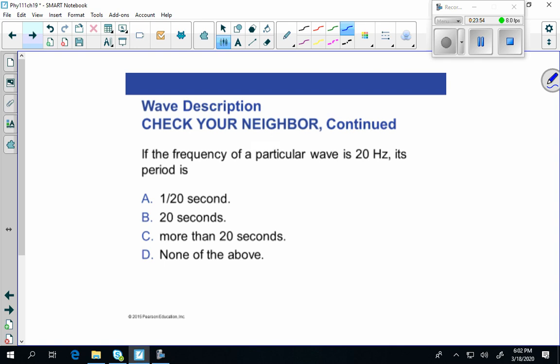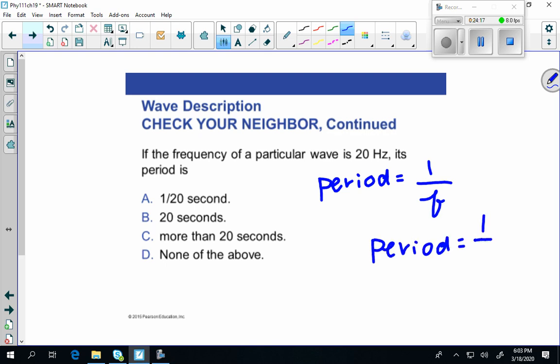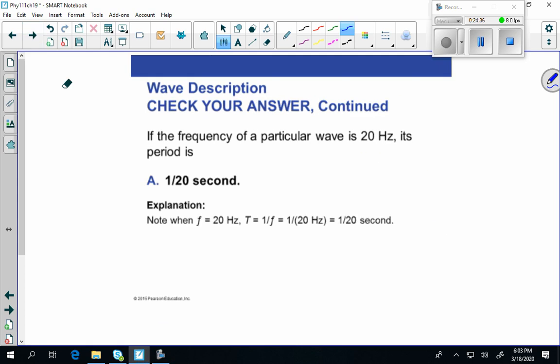All right. Let's say I have a wave and its frequency is 20 hertz. I want to know its period. Well, we learned this. We learned that the period is 1 over the frequency. So the period is going to be 1 over 20. So 1/20th of a second, right? So my frequency is 20 hertz, so that means I complete 20 cycles every second. Therefore, my period is 1/20th of a second. That's how long it takes me to complete one whole cycle.